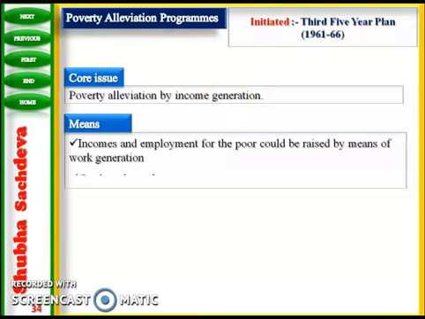Means क्या थी? Incomes and employment for the poor could be raised by the means of work generation. How will you generate the incomes of the other person? The government doesn't give money to the other persons to generate their income. दो पैसा ले लो और तुम्हारी income बढ़ गई.